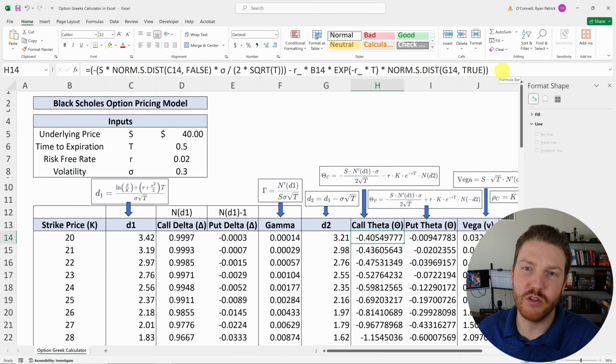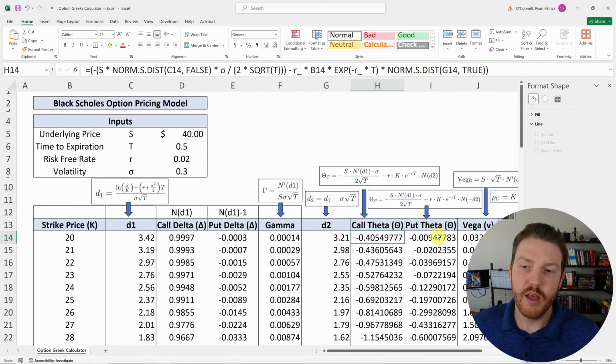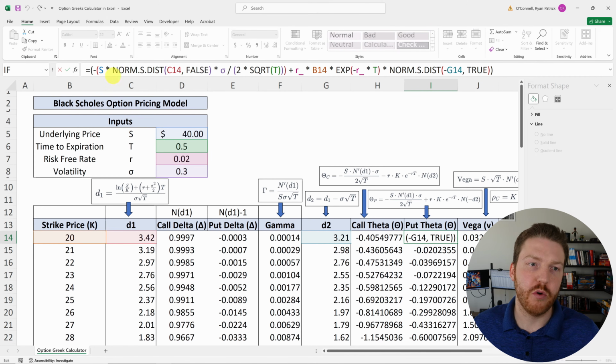If you want, you can freeze your screen here if you're following along and follow how I set up this formula just like this. That's the call option theta formula, and right here is the put option theta formula.